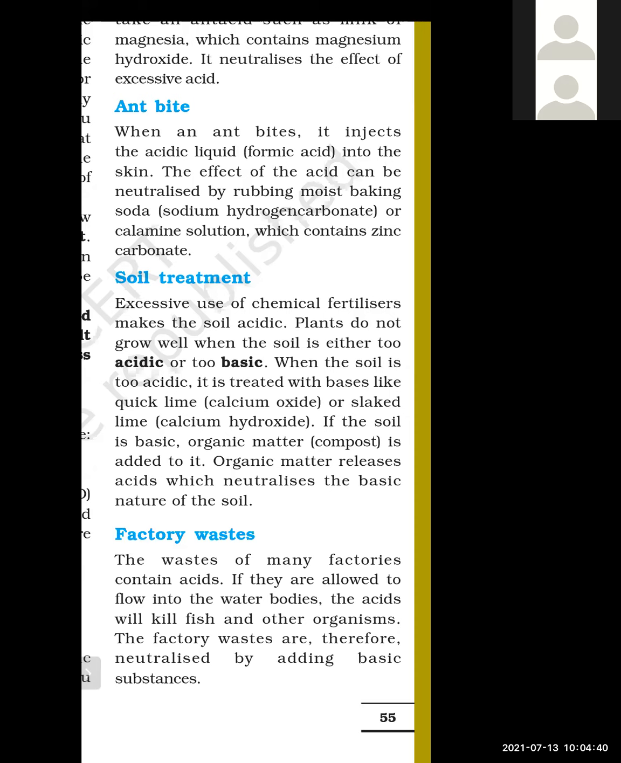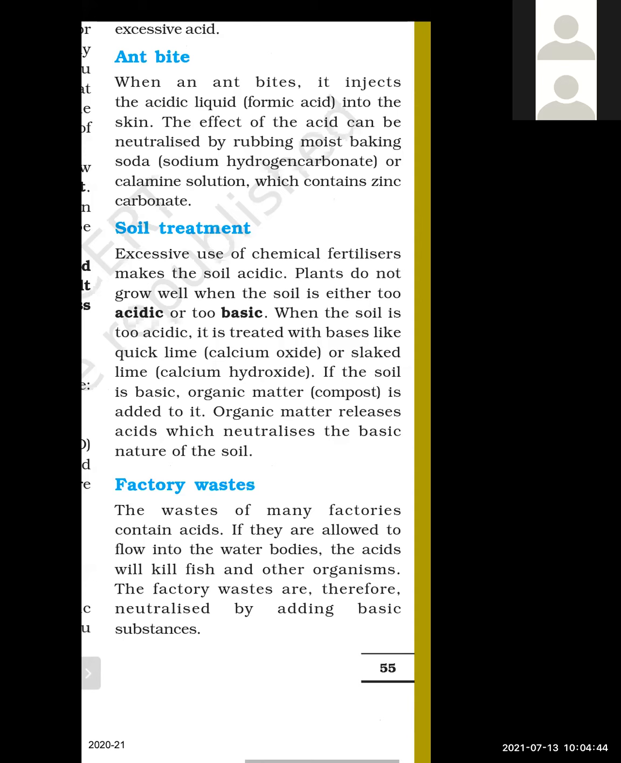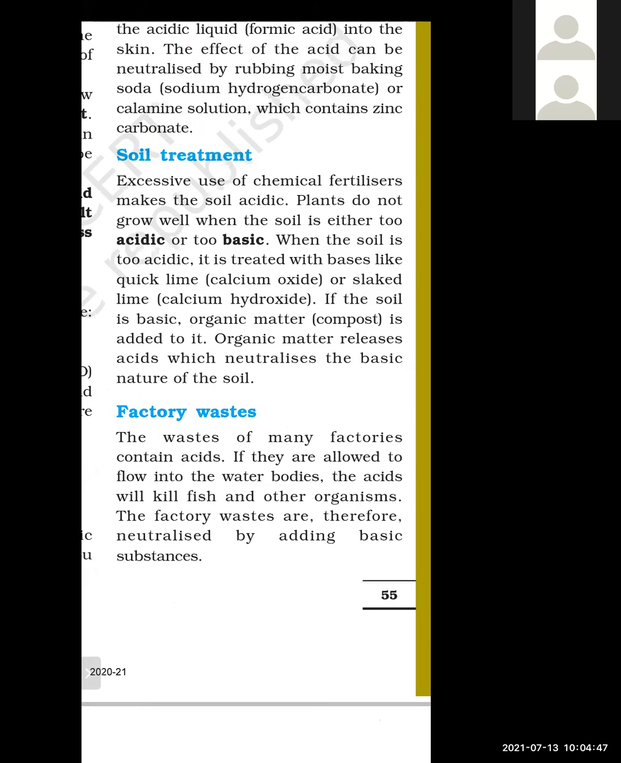In the same way, we can treat factory waste. Factory waste also contains excessive acid. So before releasing that waste into water bodies or into the open area, into the soil, we neutralize the effect of that acid by using some basic substance. So students, this is the topic for today: neutralization and application of neutralization in everyday life.